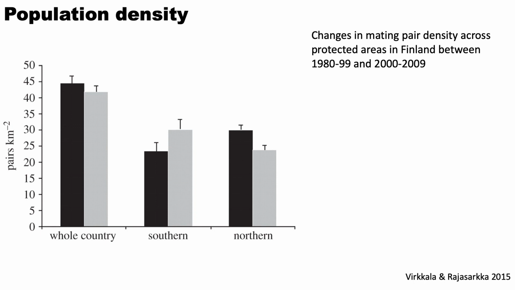And what they find is that in the northern protected areas, the decline in densities is much starker as compared to southern areas and across the whole country.